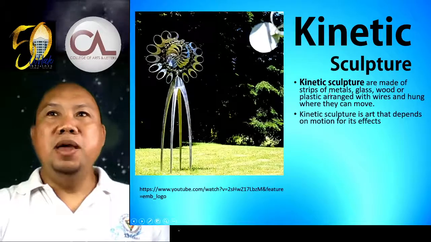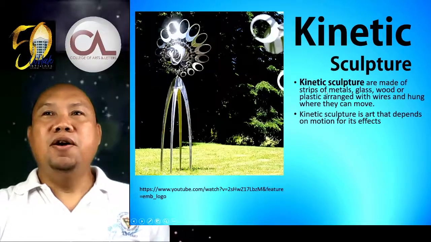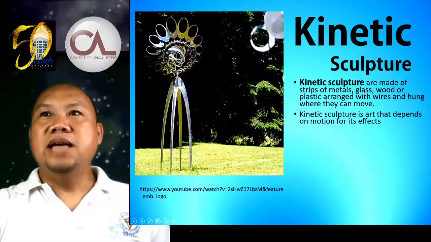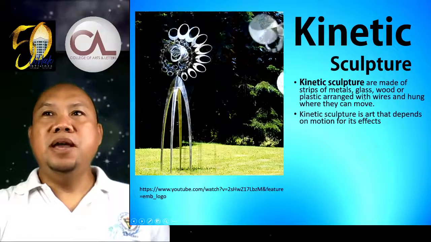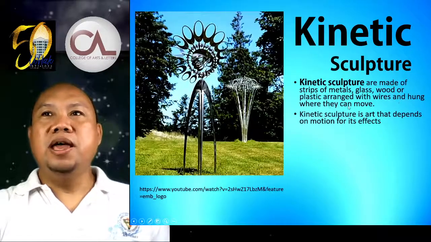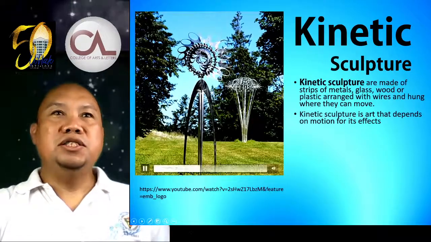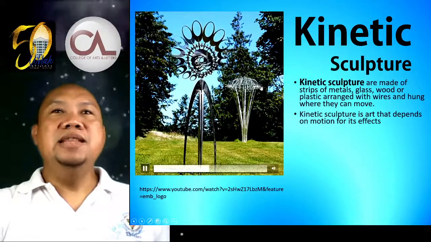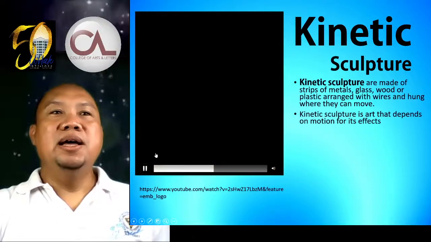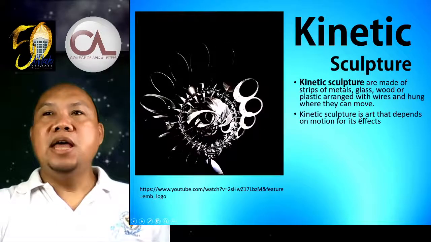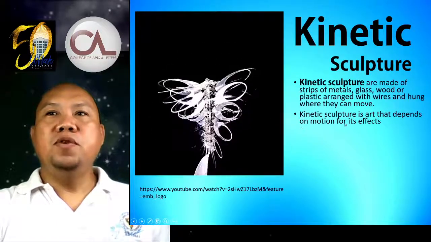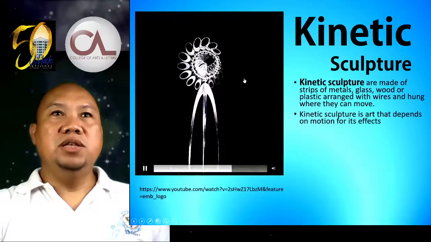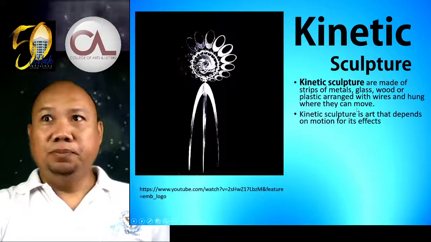kinetic sculptures are made of strips of metal, glass, wood, or plastic arranged with wires and hung where they can move. This time, this one is standing, probably in a garden. Kinetic sculpture is an art that depends on motion for its effect. Because it's moving, that's why it's called kinetic.